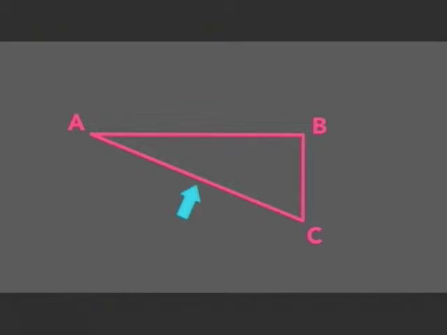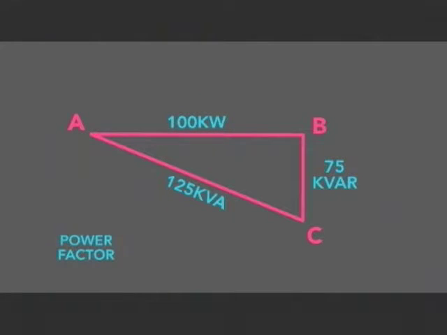Line AC represents the total power necessary to do a given job. Total power is an algebraic or vector combination of the working and non-working power components. The formula for finding the value of the total power can be found in your textbook. Total power is measured in kilovolt amperes. When we give each line a numerical value, the power factor can be determined by the ratio between working power and the total power value.